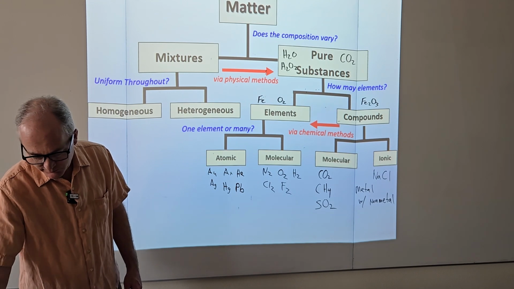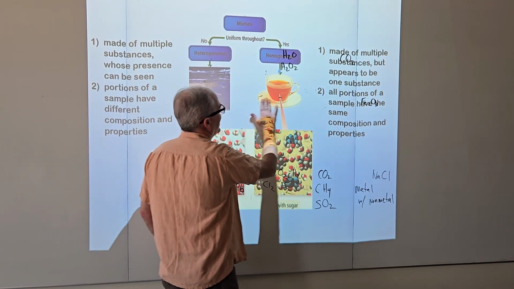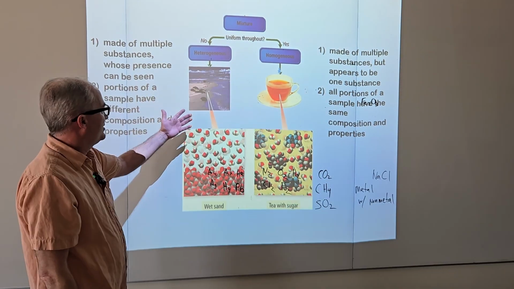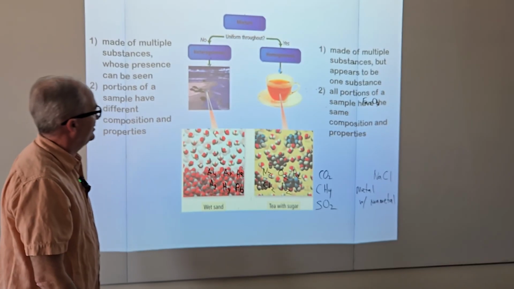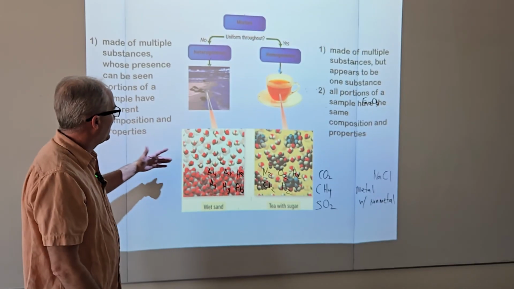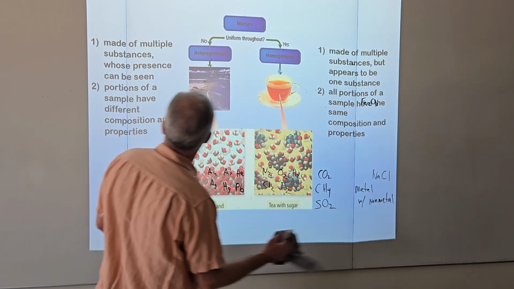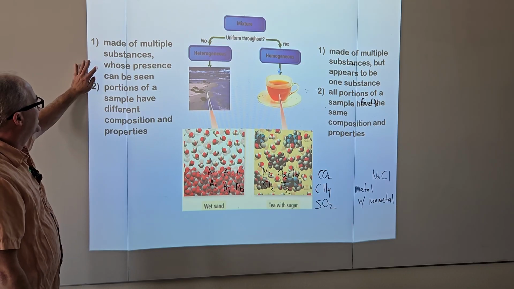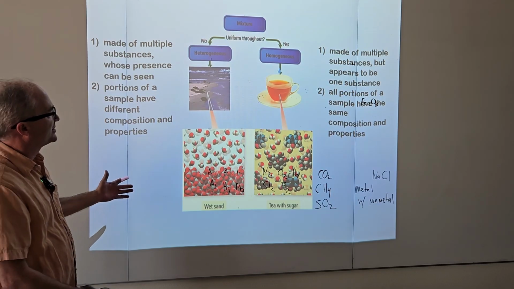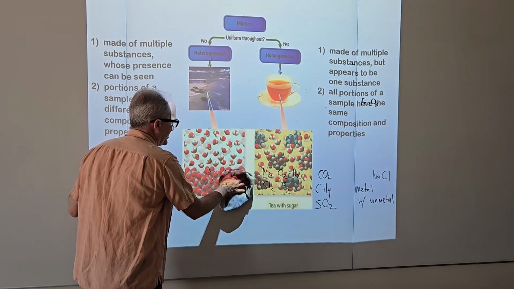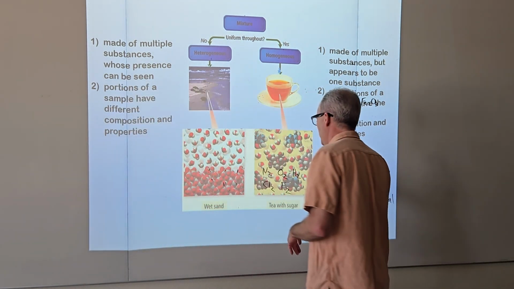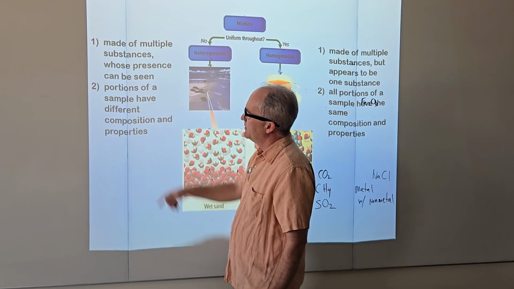So when you have a mixture, you ask yourself, is it uniform throughout? Yes. So here's looks like a shore on a sea, and you might see big rocks, sand, water, a big mixture going on. Multiple substances whose presence can be seen. Portions of a sample have different composition and properties. Solid sand, silicon dioxide, liquid H2O, hydrogen oxide. And maybe this is a big thing here, seen.